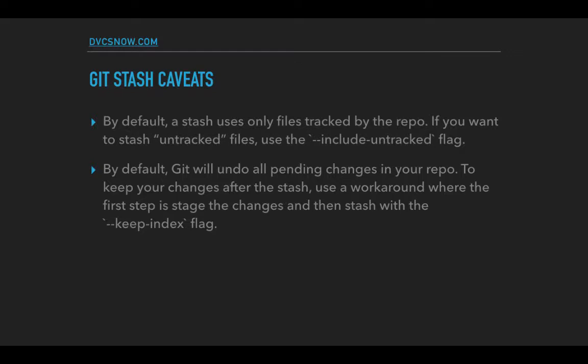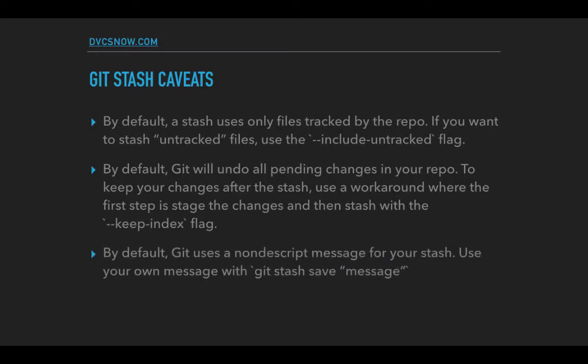To keep your changes after the stash, use a workaround where the first step is to stage the changes and then stash with the --keep-index flag. Git uses a nondescript message for your stash. Use your own message with git stash save and then in double quotes your actual message. Deleting your repo will delete all of your stashes.